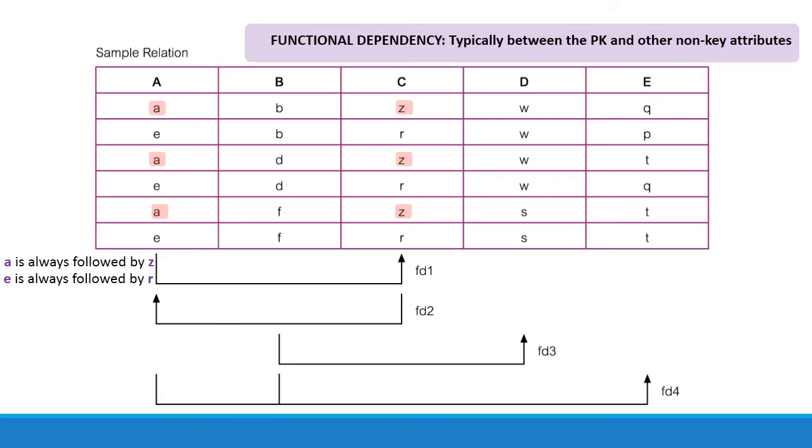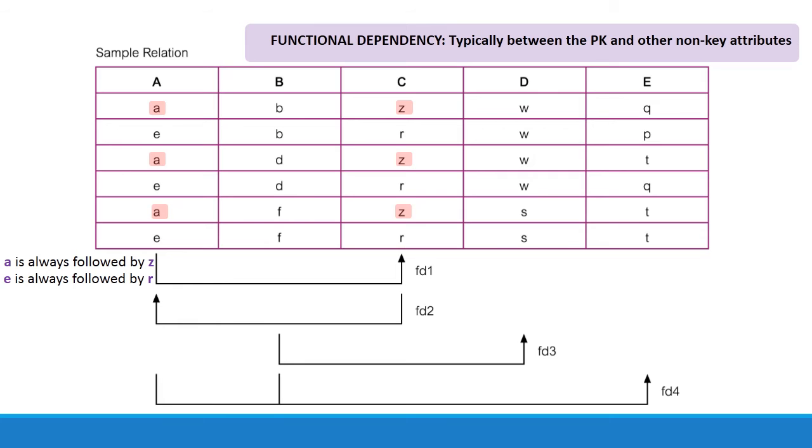To do the second normal form, we need to know what a functional dependency is. Functional dependency is typically between the primary key and other non-key attributes. It is the dependency between the primary key and the other non-key attributes. For example, this is just an example.